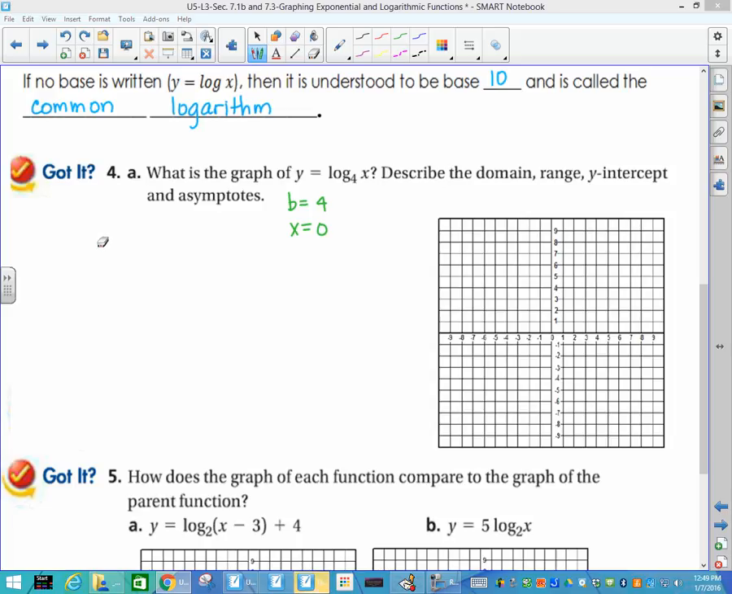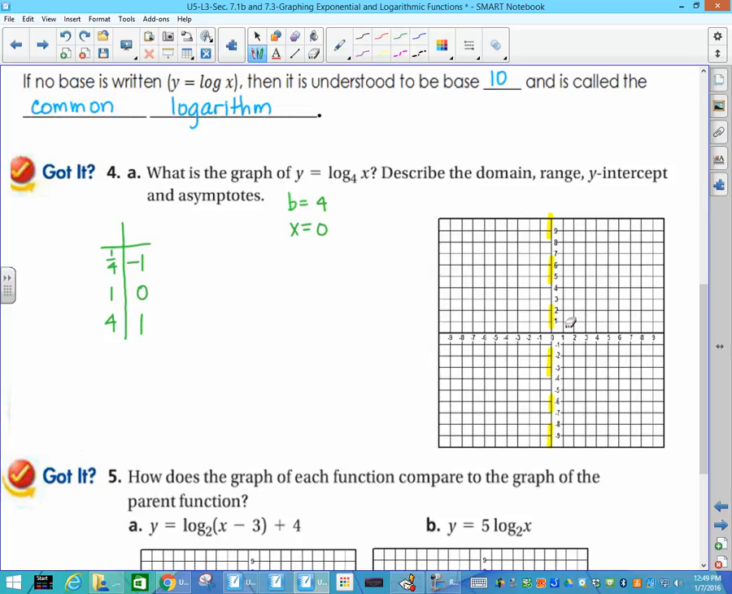Okay, and so I'm going to have my key points. We used to do them down here. Now we're going to start over here. Negative 1, 0, and 1. And then b, 1, and 1 over b. So I'm going to graph my asymptote, which is right here. x equals 0.